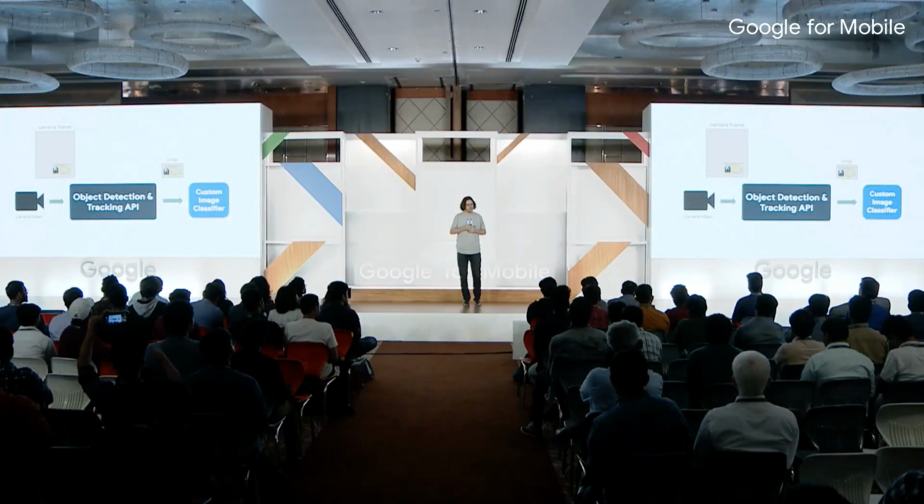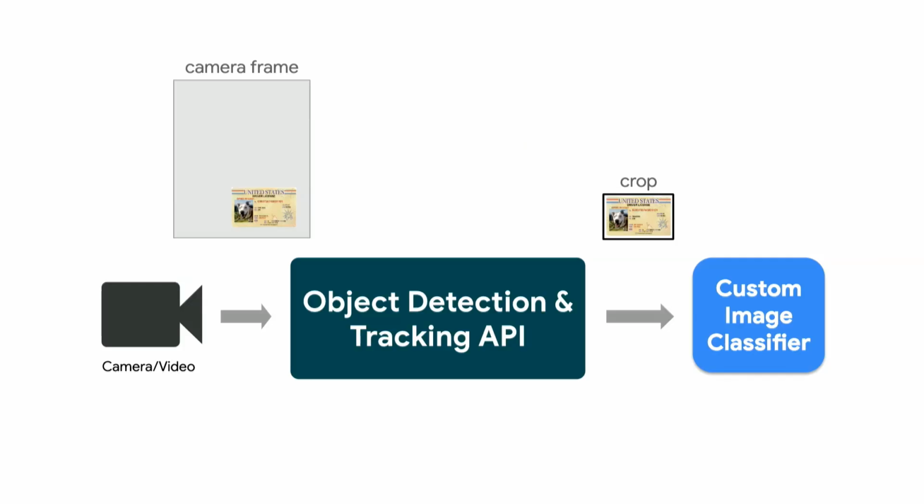So what we'll do is chain the two models together. We take the live camera feed, we have ODT, then we feed the output to the custom image classifier. And as you see here, the big camera frame that normally got fed to your classifier now gets cropped: we find the object and we crop to just the driver license.